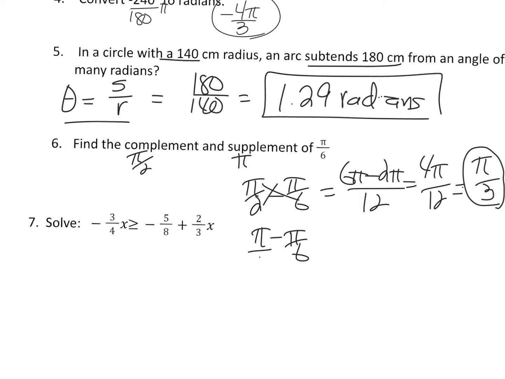The supplement, that's really pi over 1. 6 times 1 is 6. Cross multiply, that's 6 pi. Cross multiply, that's 1 pi. If you do 6 pi minus 1 pi, that is 5 pi over 6. And there's your supplement. Keep going here.